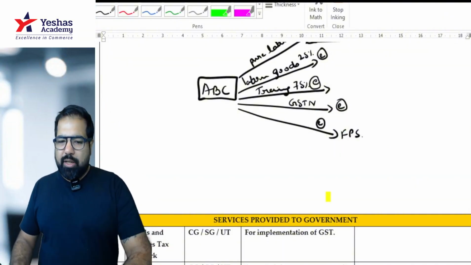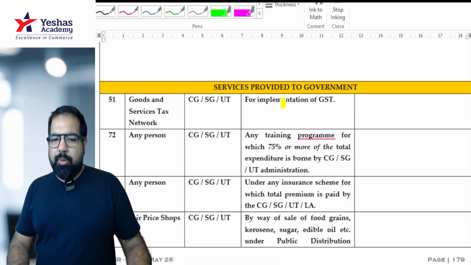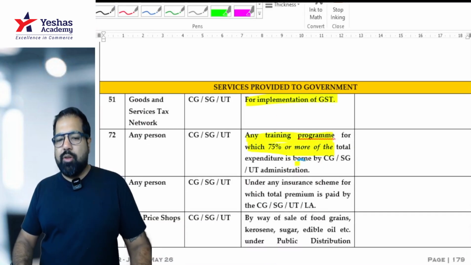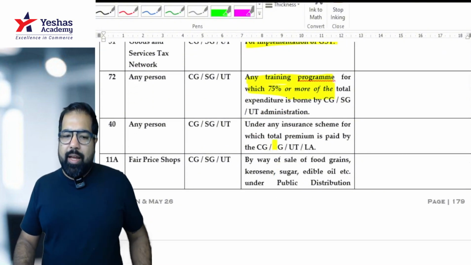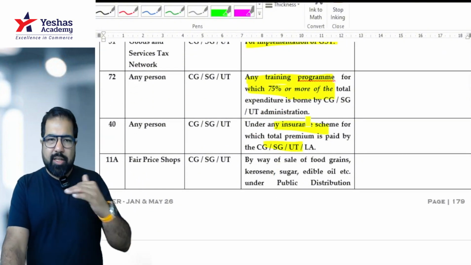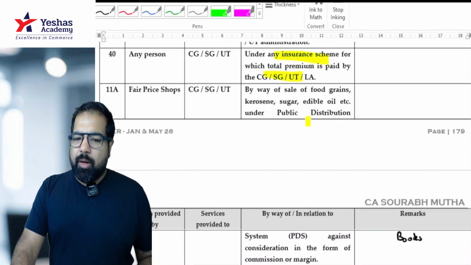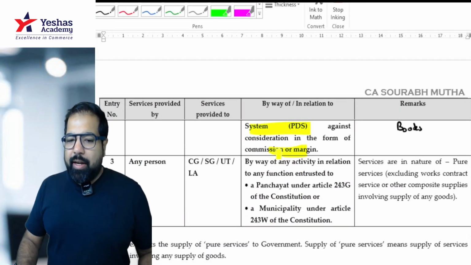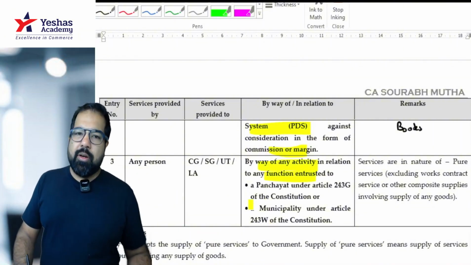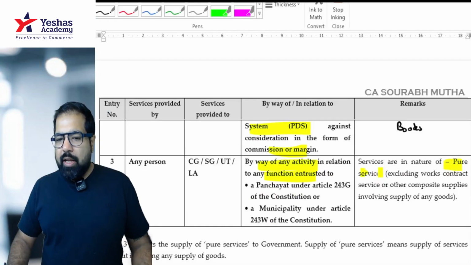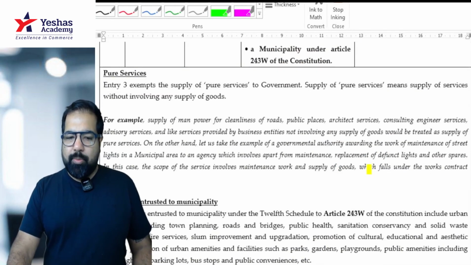This is basically something you have to remember. Goods and services for implementation of GST, GST network, any training program where 75% or more expenditure is borne by the government. Any insurance premium where the total premium is paid by the government. This is basically discussed in general and life insurance. This is fair price shop. This is exempt. And any activity which is basically a responsibility of the government and they entrusted you to do only pure labor contract. And goods also is okay, but goods should be up to 25%.